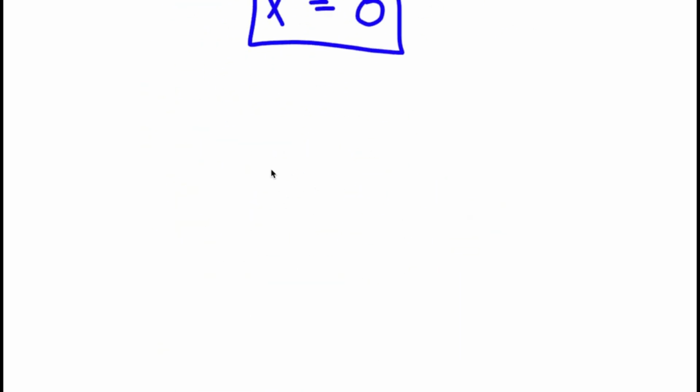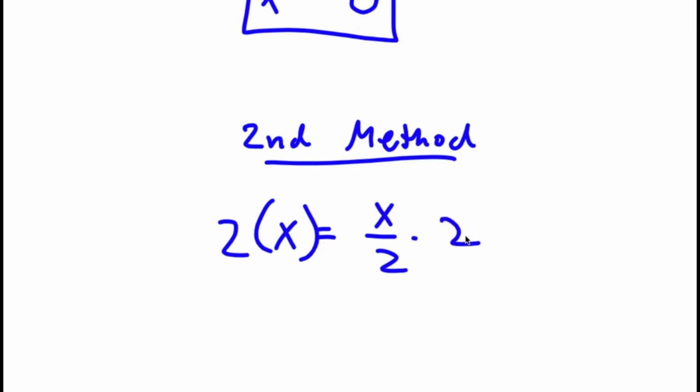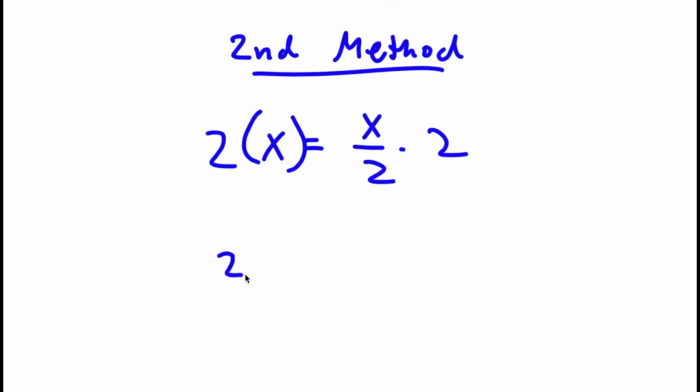Now I actually have a second method of solving this problem. So again, I first start off with x is equal to x over 2. And now this time, instead of subtracting x over 2 on both sides, I'm actually going to multiply by 2 on both sides. So I have 2 times x is equal to x over 2 times 2. Well, 2 times x is simply equal to 2x, and in x over 2 times 2, these two 2's cancel out, so I'll simply be left with x. So I have 2x is equal to x.